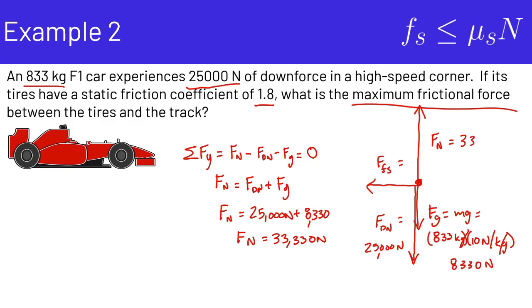So this is 33,330 newtons. So our static friction force is less than or equal to mu sub s times n. So we're going to say that the static friction force is less than or equal to 1.8. Notice there's no units for the static friction coefficient. So the friction coefficients are unitless. So times 33,330 newtons.